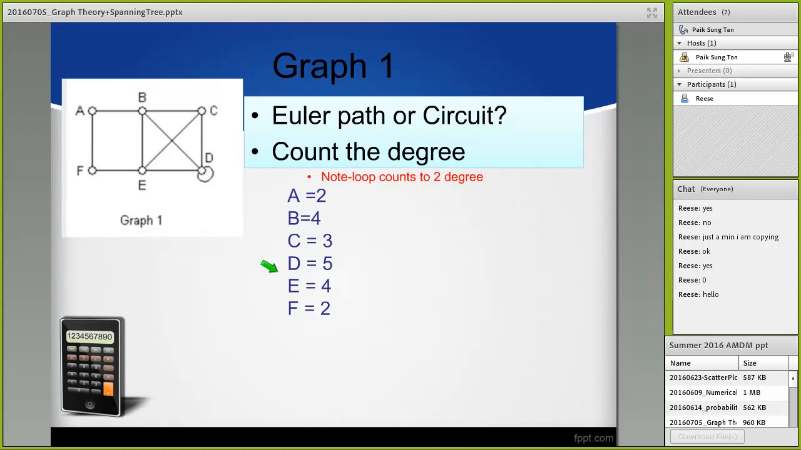So how do you count? You just count how many lines are connected to that vertex, right? So it's 1, 2, 3, 4, 5. Vertex D is 5 degrees. Vertex E is 4 degrees: 1, 2, 3, 4. Vertex F is 2 degrees. And then you realize there are 2 vertices that are odd degree.